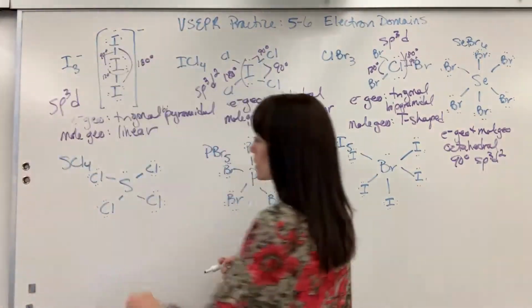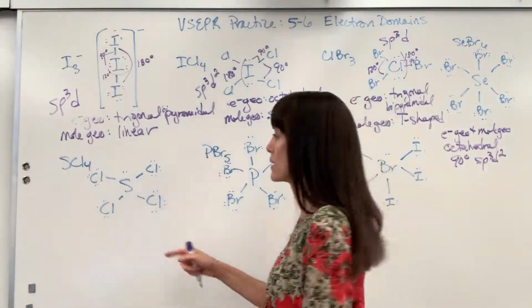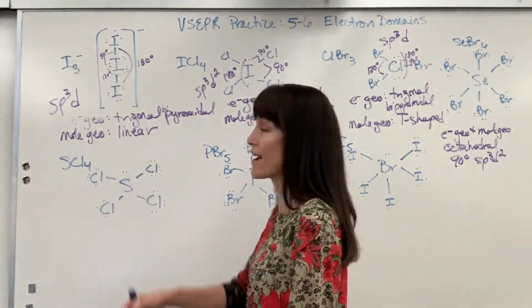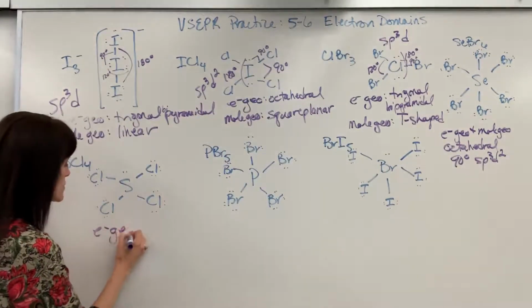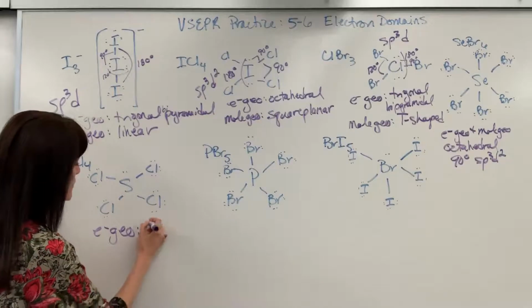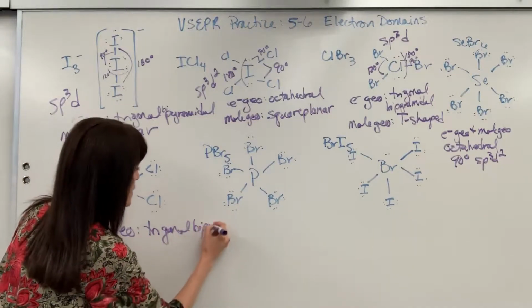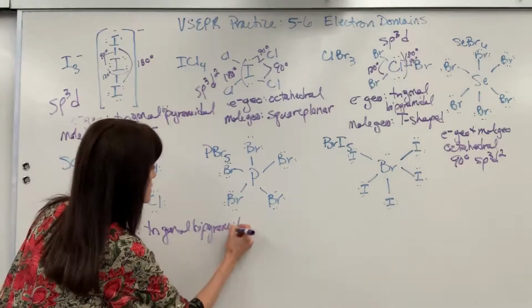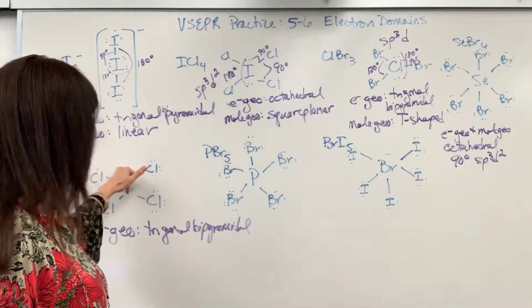Okay, let's come down here. So we've got a sulfur tetrachloride. Count electron domains. 1, 2, 3, 4, 5. 5 electron domains. So the electron geometry is going to be Trigonal Bipyramidal. Now we can't see that top electron domain.